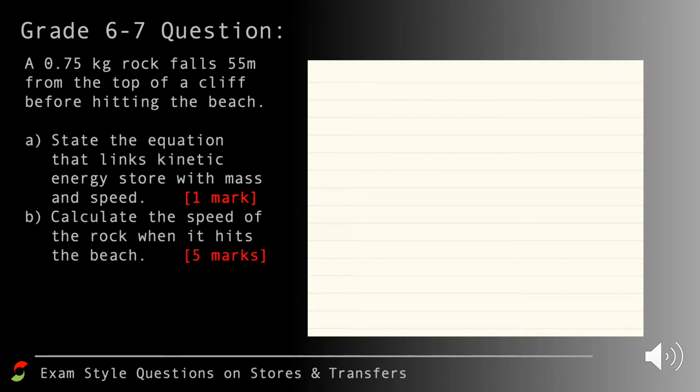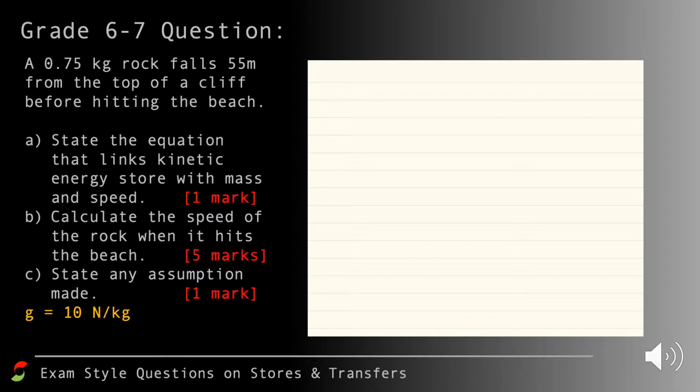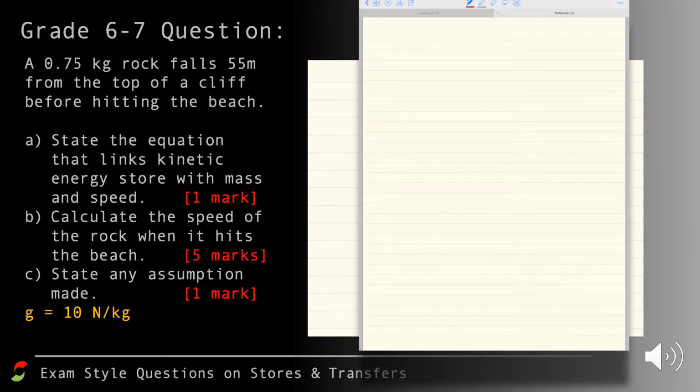And the second bit, we need to calculate the speed. Now, straight away, if it's worth 5 marks, there's a great deal to do there. That's going to be quite demanding on students to get 5 marks there. We clearly have to do 5 things. And then finally, we're going to state any assumptions that we've made. Let's go on with writing the equation now for the kinetic energy store. Kinetic energy is a half mv squared, and it shouldn't be any surprise to you that that's straight away worth 1 mark.